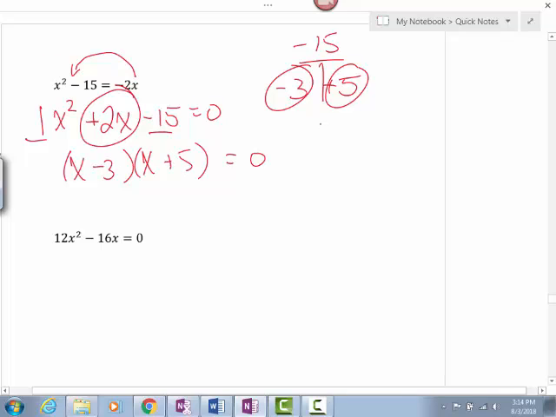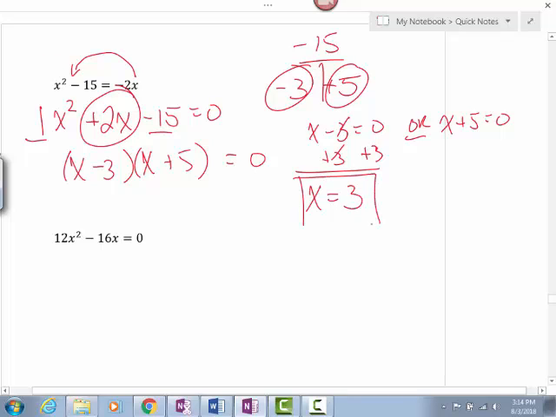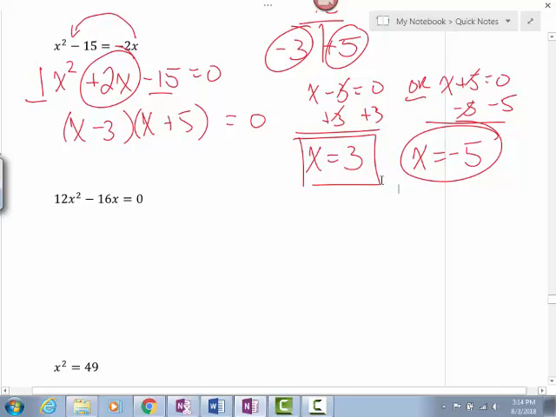Okay. So now we can set each part equal to 0. x minus 3 equals 0, or x plus 5 is equal to 0. So we're going to go plus 3 and plus 3, and here I get x is equal to a positive 3. I need to go minus 5 and minus 5 here, and we end up with x is equal to negative 5. So again, 2 answers every single time, right?